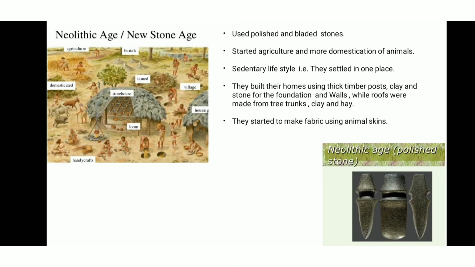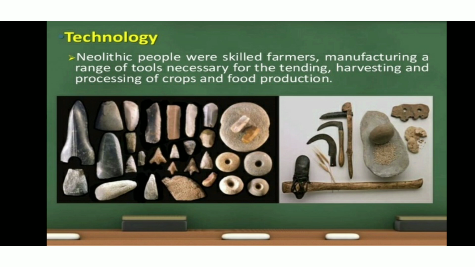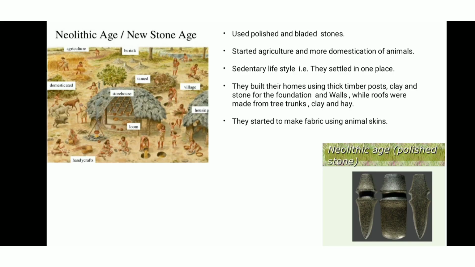Children, now we are going to discuss the Neolithic Age, which is also known as the New Stone Age. Over here, people started to make tools using stones just by polishing them and sharpening them. That is, they started to sharpen the stones and polish the stones, and then they started to make tools out of them. They made lots and lots of farming tools because this was the period where they started agriculture and even started to domesticate animals.